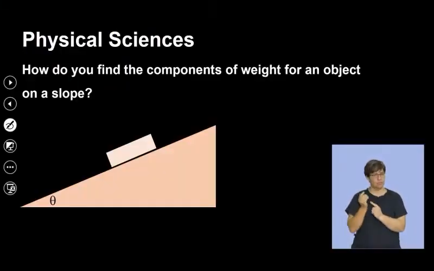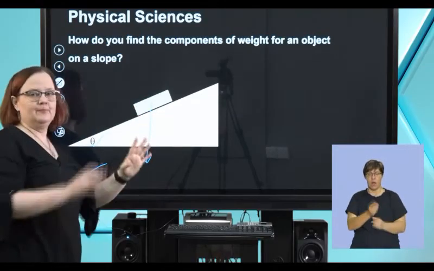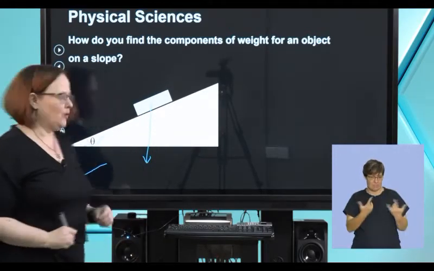So this is the situation. We have an object on a slope. This object experiences weight. Why? Because it's on Earth. Weight acts down. It's vertical. The object doesn't move vertically. The object's going to move parallel to the slope. So we have to break weight up into components, which is what we're going to do now.